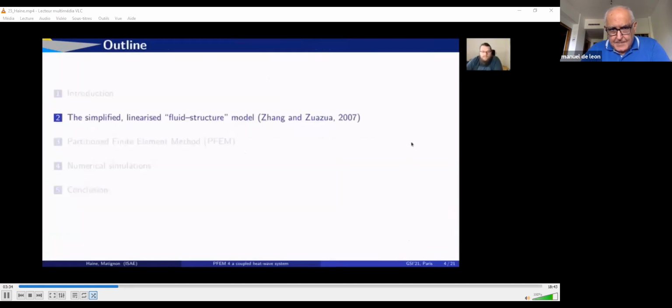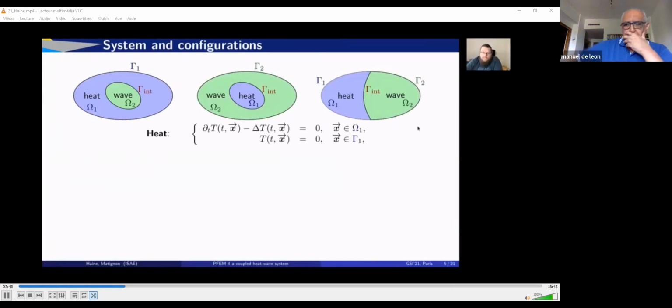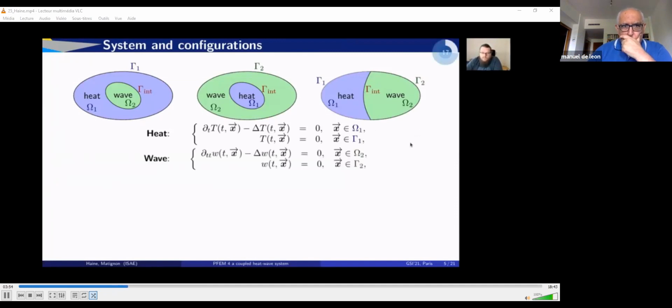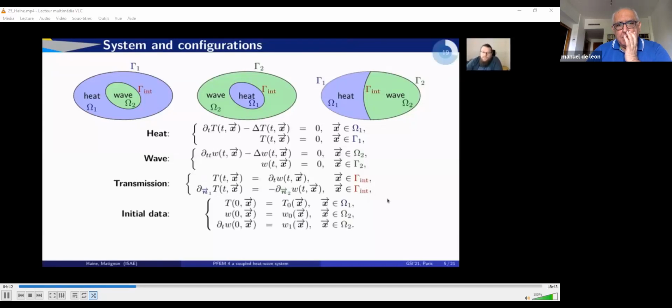We now present the simplified linearized fluid structure model studied in the paper of Zhang and Zuazua. So there are three kinds of configuration. The heat equation satisfied by the temperature T is on the domain Omega 1. The wave equation is on the domain Omega 2. The transmission says that the velocity of the membrane is equal to the temperature at the interface, and that the flux is equal at the interface. And of course, we have to add some initial data.